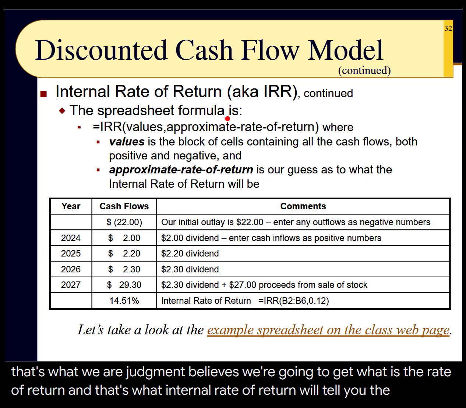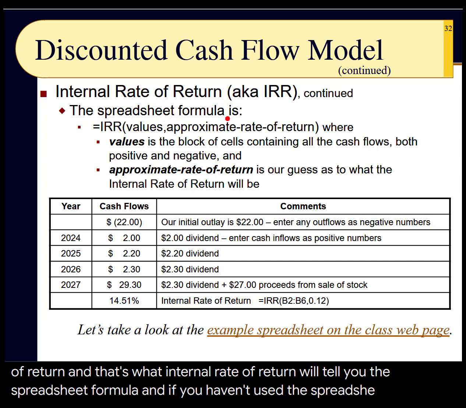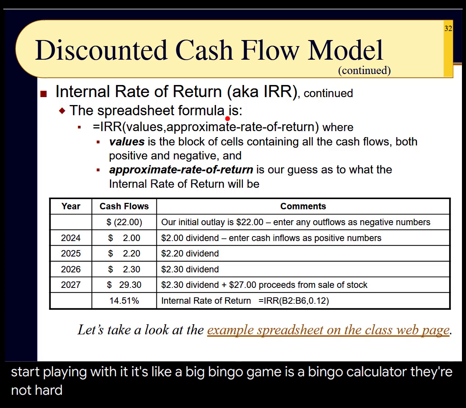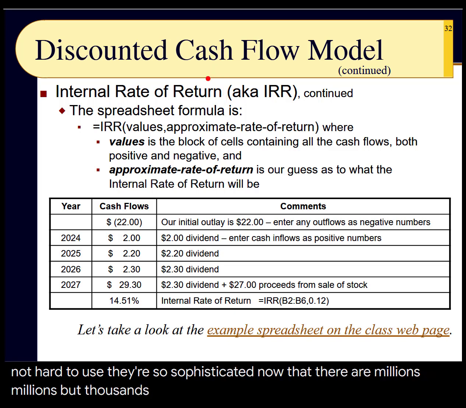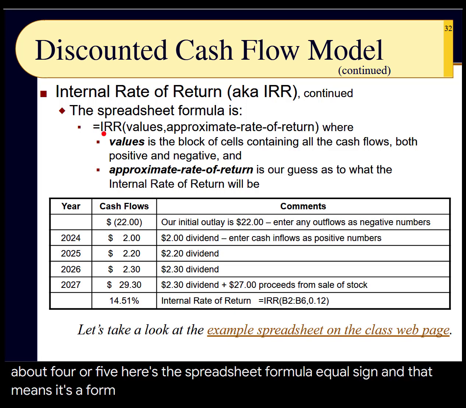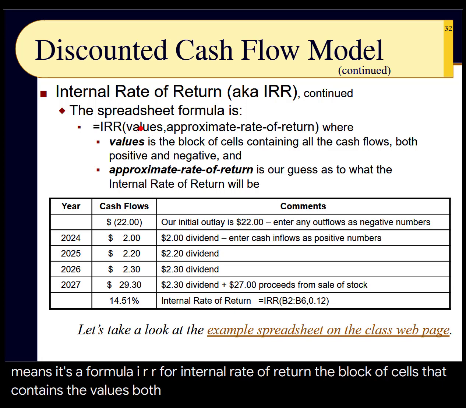The spreadsheet formula, and if you haven't used the spreadsheet, I hope you start playing with it. It's like a big bingo game. It's a bingo calculator. They're not hard to use. They're so sophisticated now that there are not millions, but thousands of things it can do that most people just use about 4 or 5. Here's the spreadsheet formula. Equal sign, and that means it's a formula. IRR for internal rate of return. The block of cells that contains the values, both positive and negative.